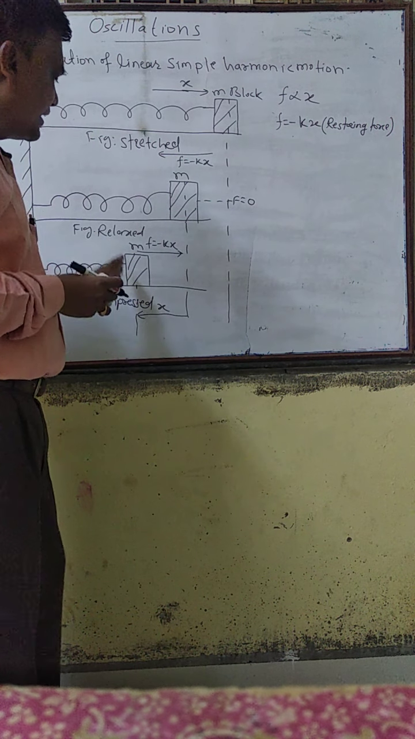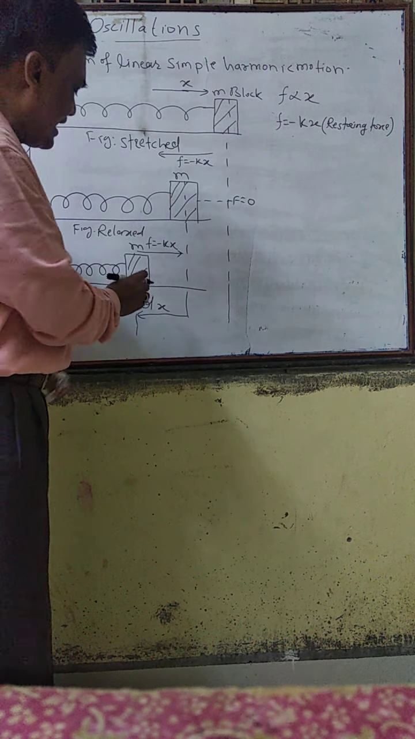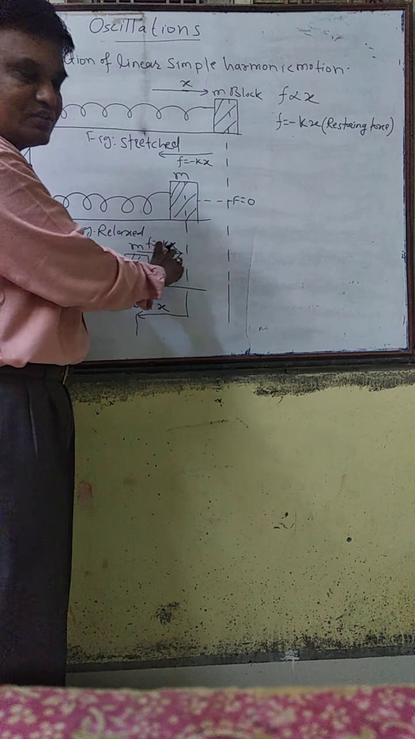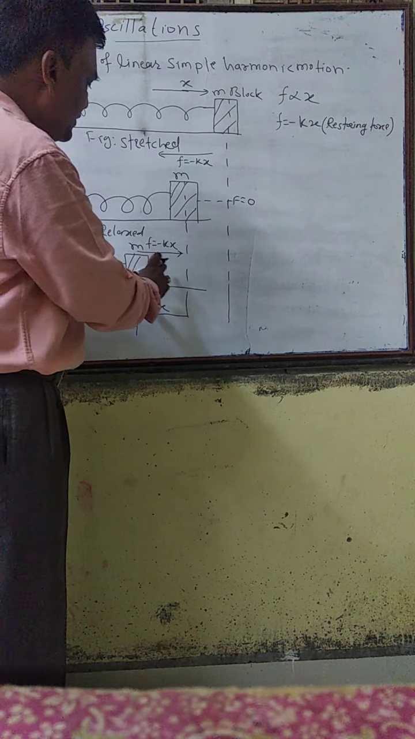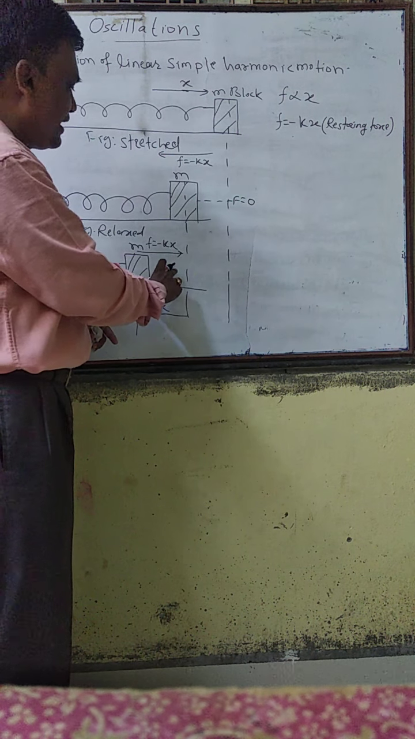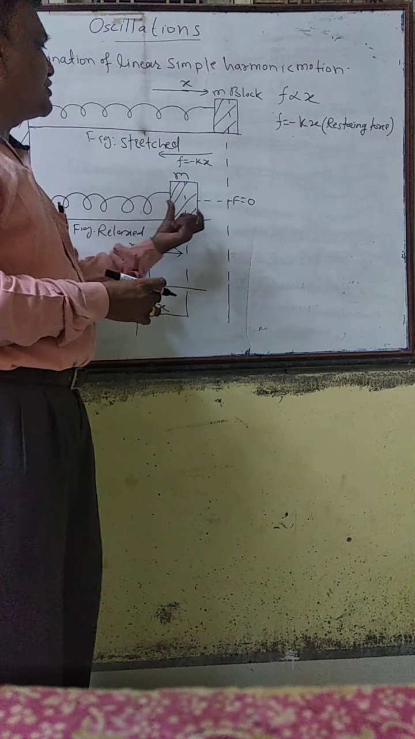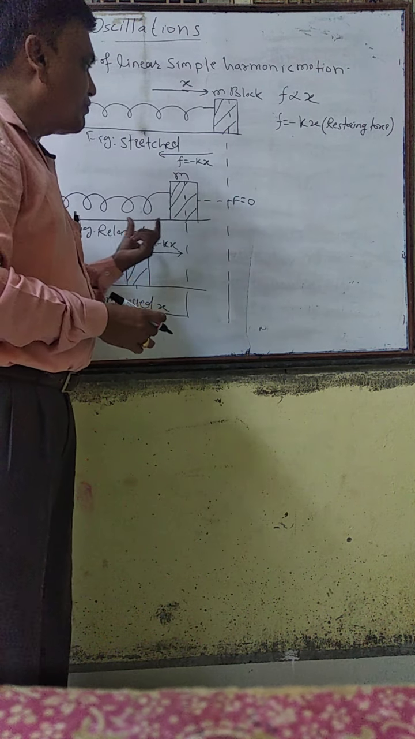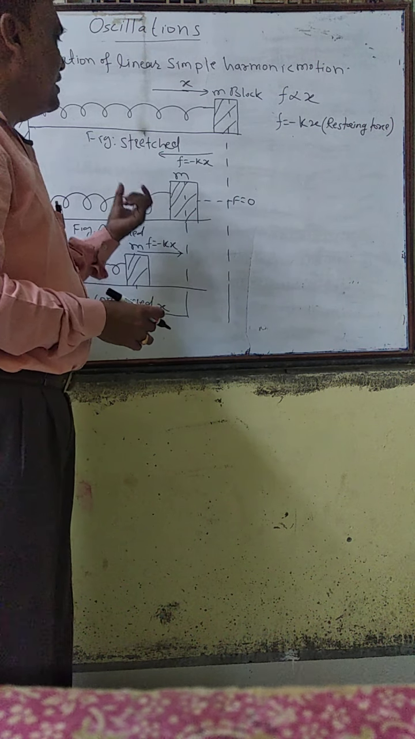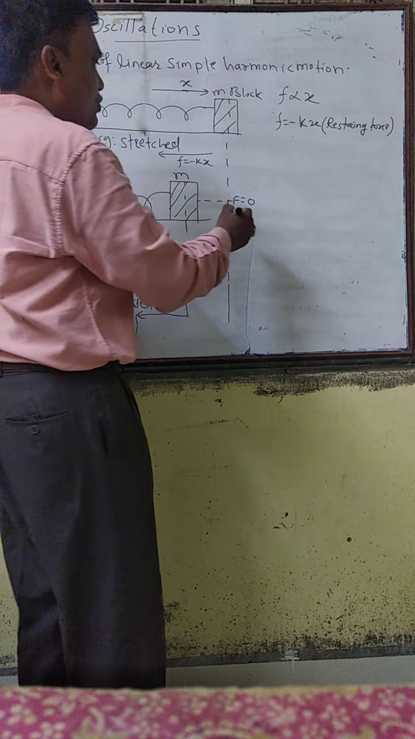When the spring is compressed, again a restoring force is produced, and this restoring force acts towards the right. Therefore the direction of force is towards the right, and in this way the block again moves towards the mean position. This situation is repeated again and again, and that's why the block performs oscillation about the mean position. That's why this motion is known as linear simple harmonic motion.